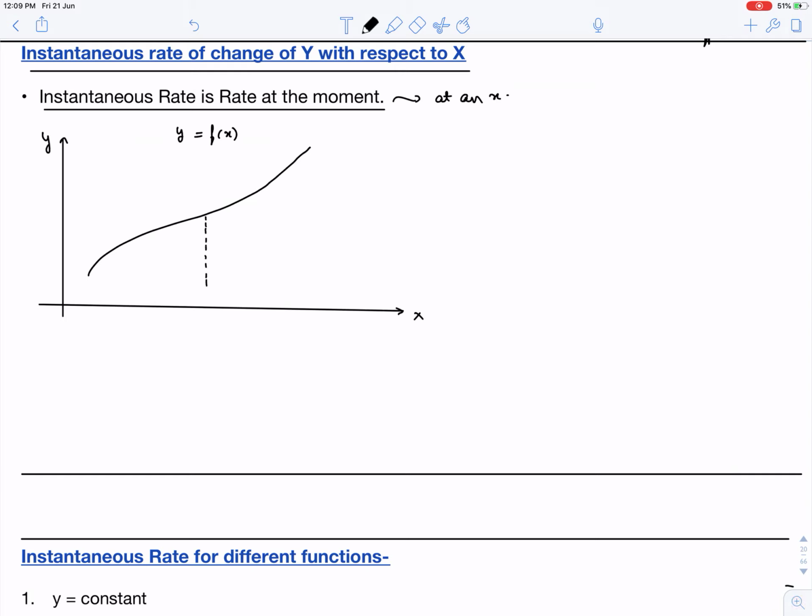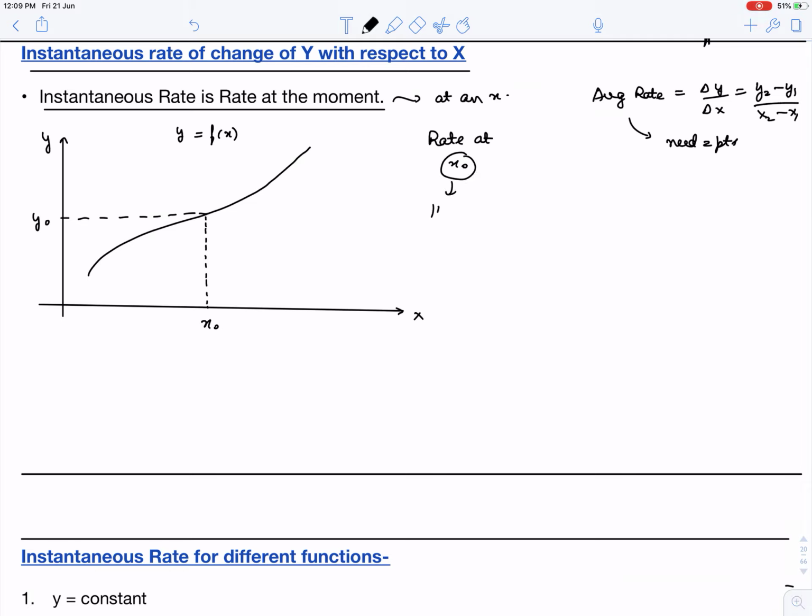Rate at a moment means let's fix an x naught where you have a value y naught, and calculate the rate at x naught. But the thing is, average rate was defined as delta y by delta x, which was y2 minus y1 upon x2 minus x1. And over here we needed 2 points. But when we say that we need the rate at x naught, we are only given 1 point. We at least need 2 points. Any point I pick would not give me the average rate, it would give me the rate between the first point and the second point.